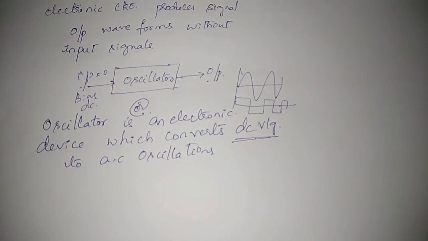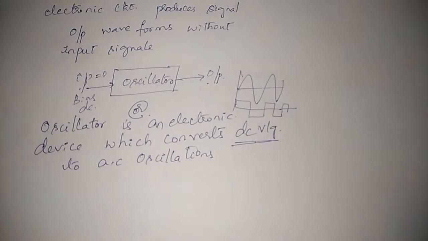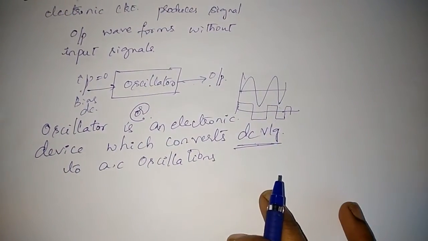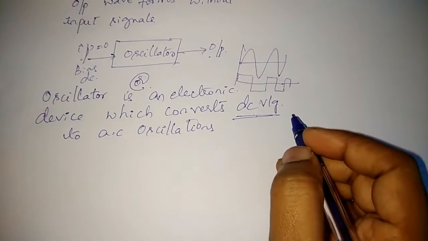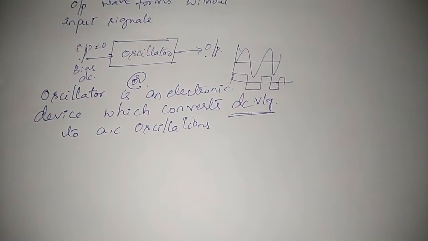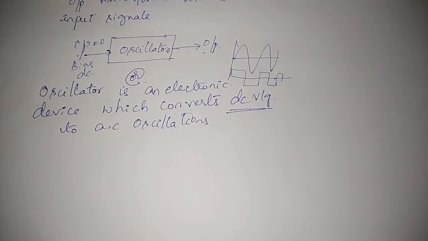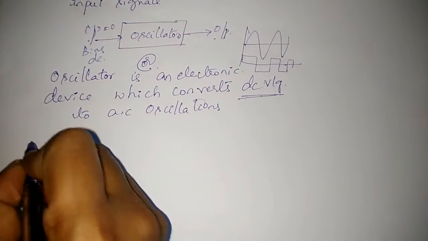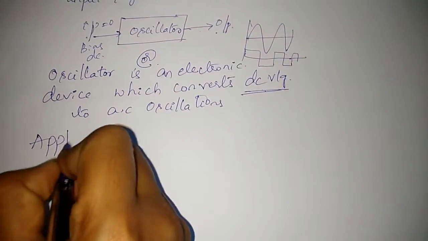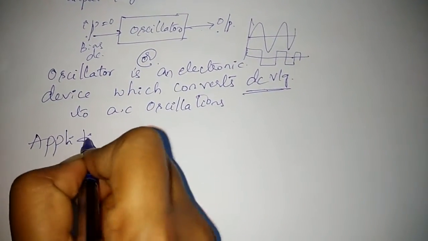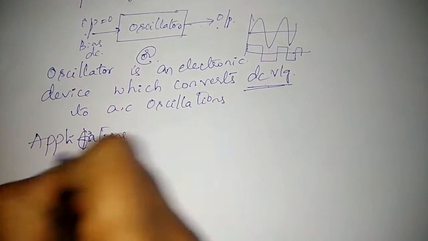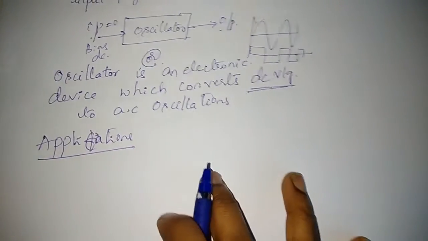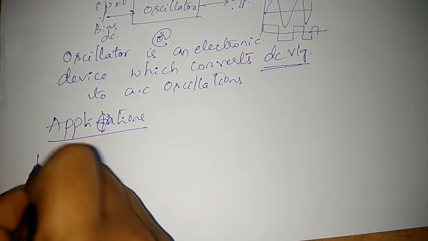The very simple definition is that it produces oscillation. An oscillator is an electronic circuit which produces oscillations where you will not be giving any input. So why do we need to study these oscillators? Because it has major applications. So what are these applications? Where will you be using an oscillator?